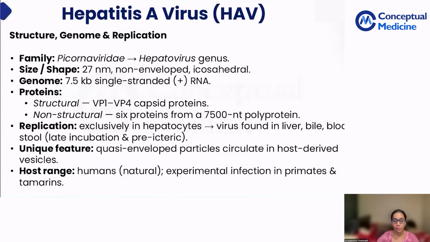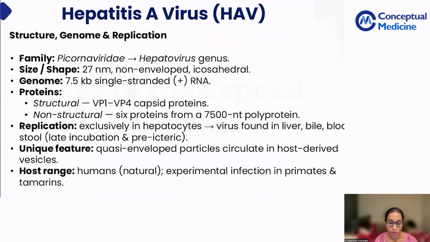The structure, genome, and replication. So structure: family Picornaviridae, genus Hepatovirus, size just 27 nanometer. It's a non-enveloped virus, but also quasi-enveloped, which means it derives its membrane or envelope from the host. So it requires the host for producing a membrane.